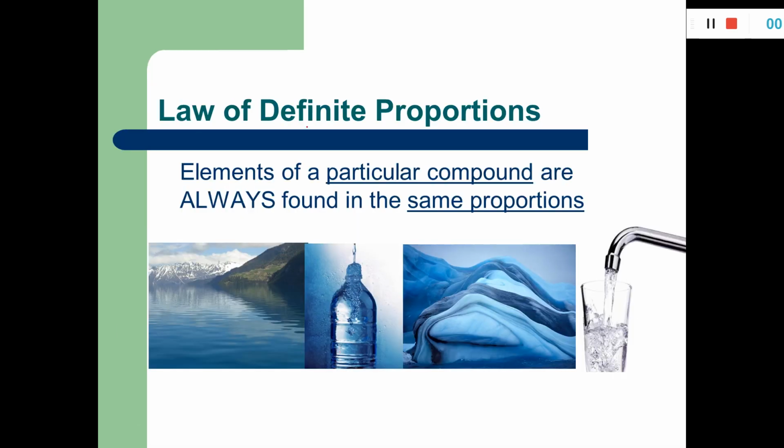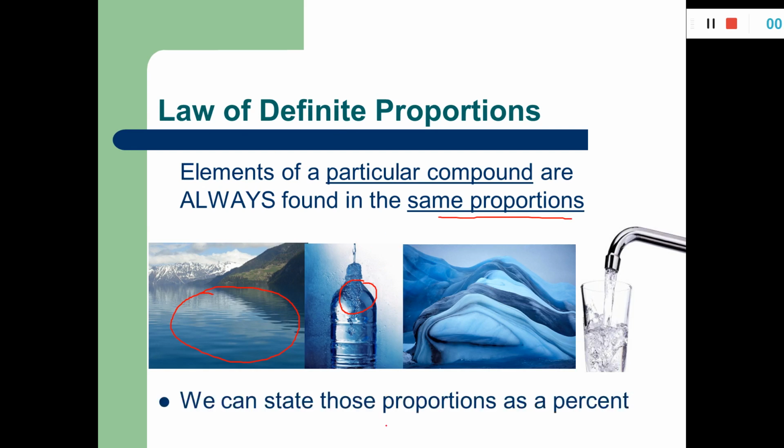This brings us to the law of definite proportions, which says elements of a particular compound are always found in the same proportions. So let's say for water, it doesn't matter where you find it or how much you're dealing with. If you have a whole lake of water or just a little bottle of water, the amount of hydrogen and the amount of oxygen are going to be found in the same proportions no matter what. That's what the law of definite proportions is saying.